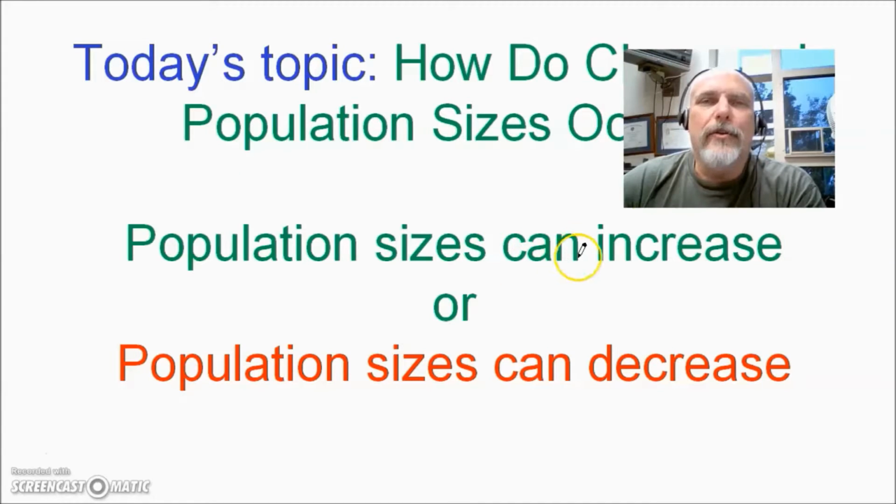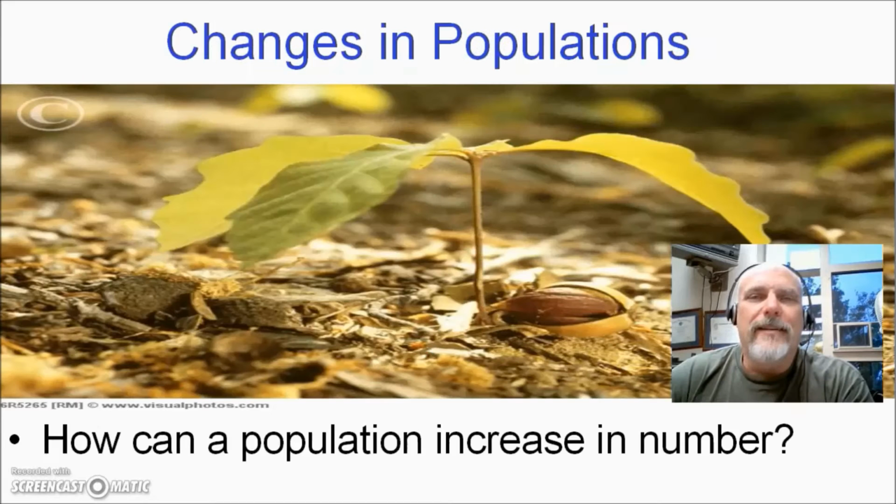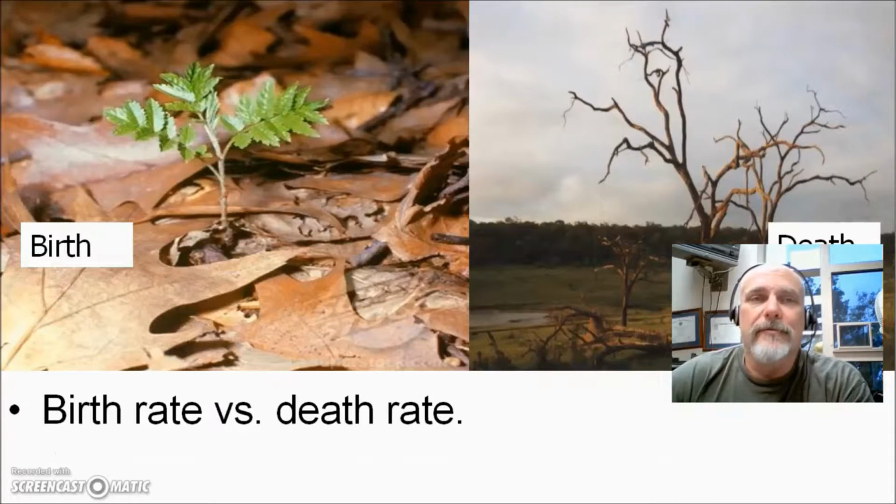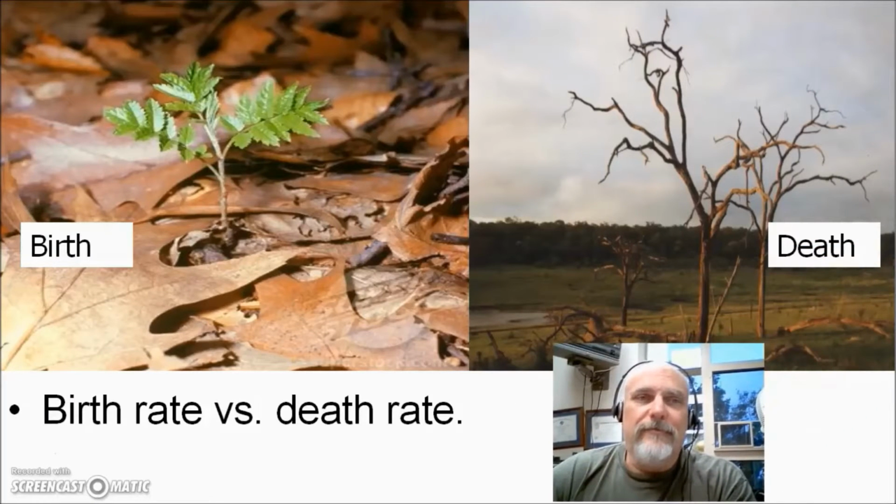Population sizes can change in one of two ways. They can increase in population size, or you can have a decrease in population size. Speaking of the increase or decrease in population size, what specific ways will cause the population size to increase or to decrease? First thing we need to consider is the birth rate versus the death rate. So new members of the species versus when current members of the species expire.